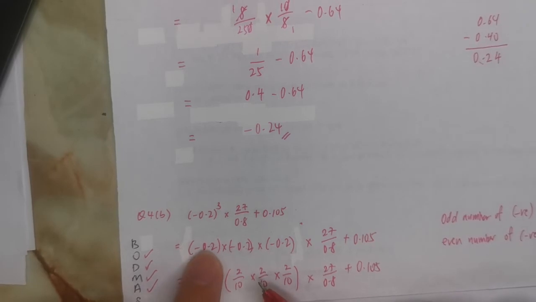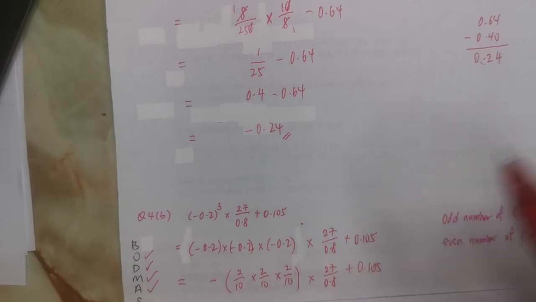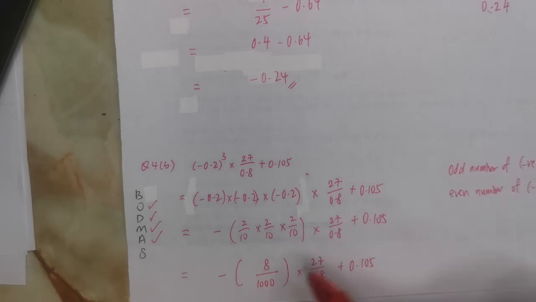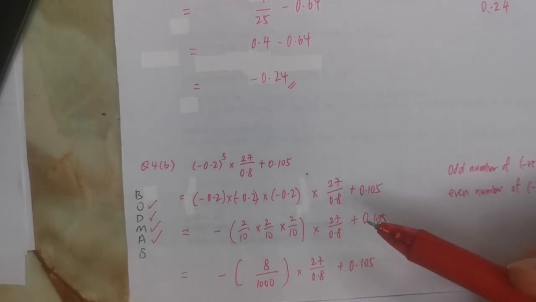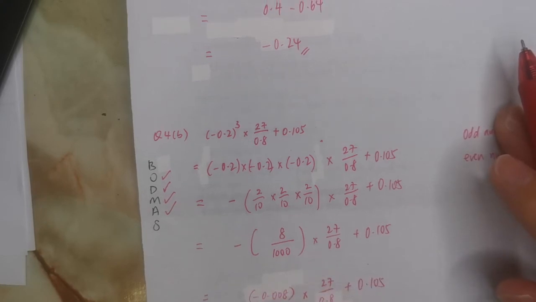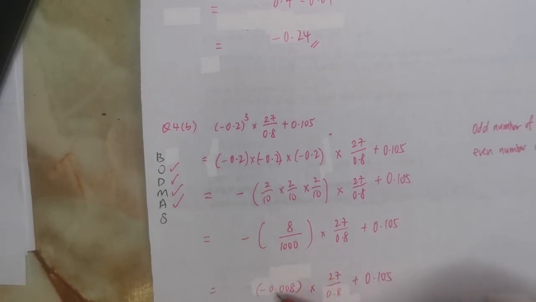For the terms inside, 0.2, I convert it to fractions: 2 over 10 times 2 over 10 times 2 over 10. When I multiply together, it will give me 8 over 1000. Why do I put it as 8 over 1000? Because it is a fraction that I'm familiar with when I want to convert it back to decimal. So I convert it back to decimal. 8 over 1000 is equivalent to negative 0.008 in decimal form.